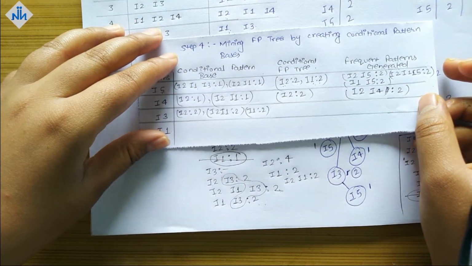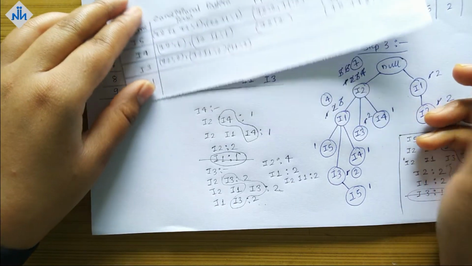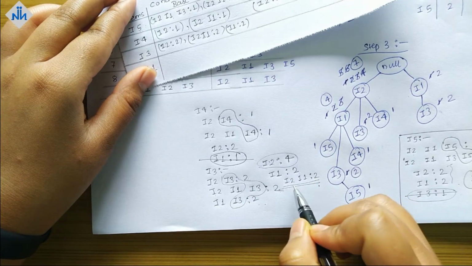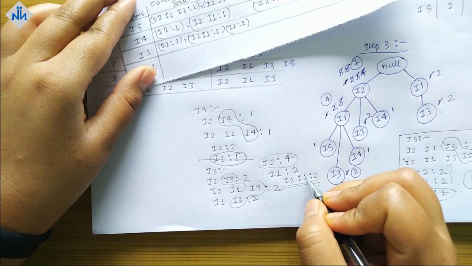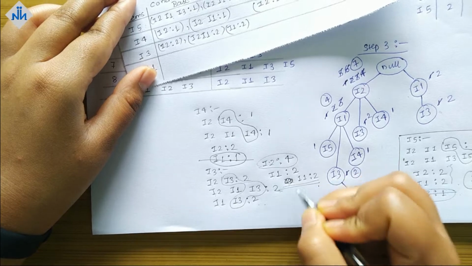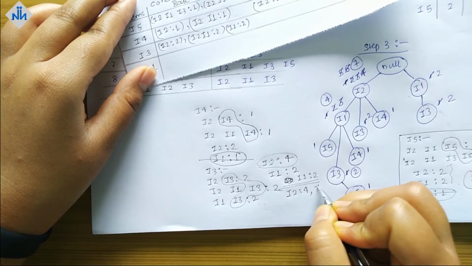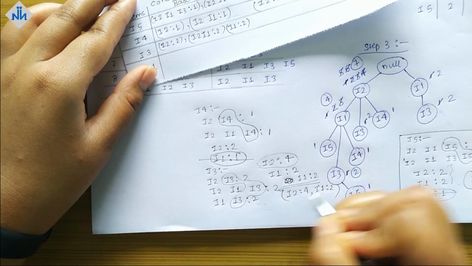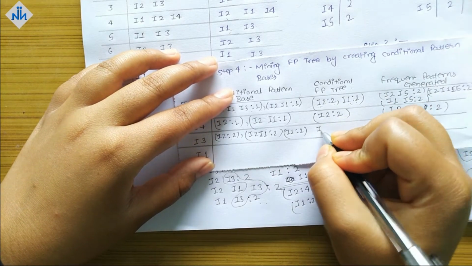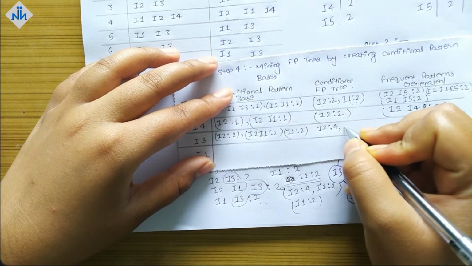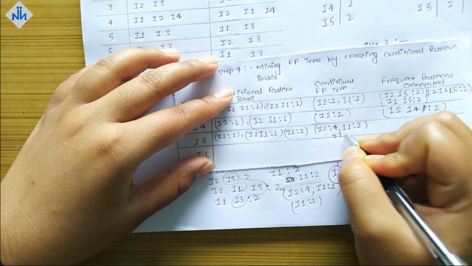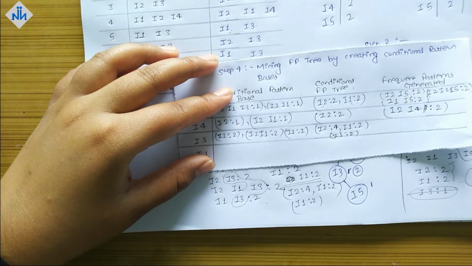So our conditional FP tree will come out to be: we will discard this because it is already included in this one, and I2 is 4 and I1 is 2 for this one. So we will have I2 4, comma, I1 2 as one of our paths and I1 2 as another path. I hope this is understandable.